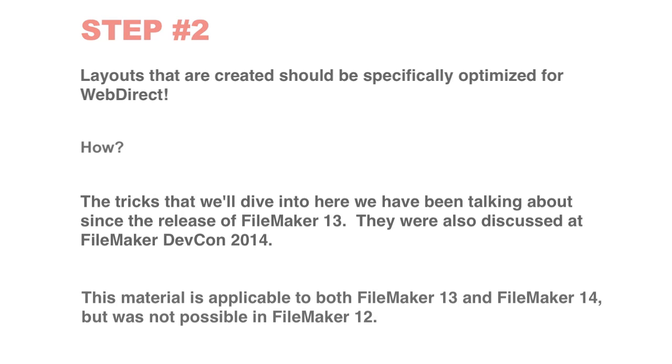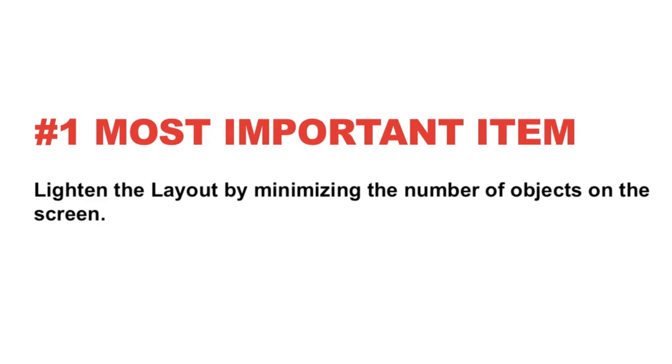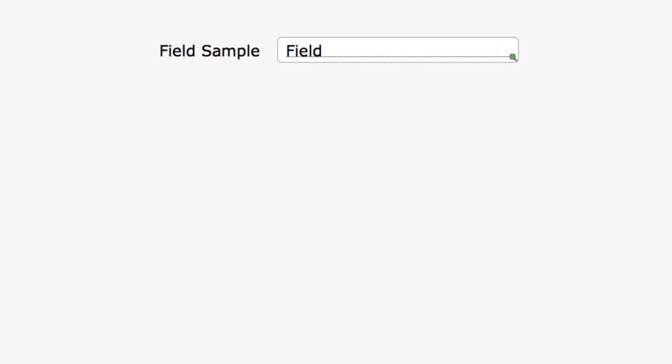So the first and most important item to highlight is the idea of minimizing the number of objects on a layout. Now, I know this is not a new tip, but it might be new for you to think about, and I'm going to hit you up with the simple stuff first. What's an object? Well, an object is anything on the layout. So at the top of the screen, we see a field and a label.